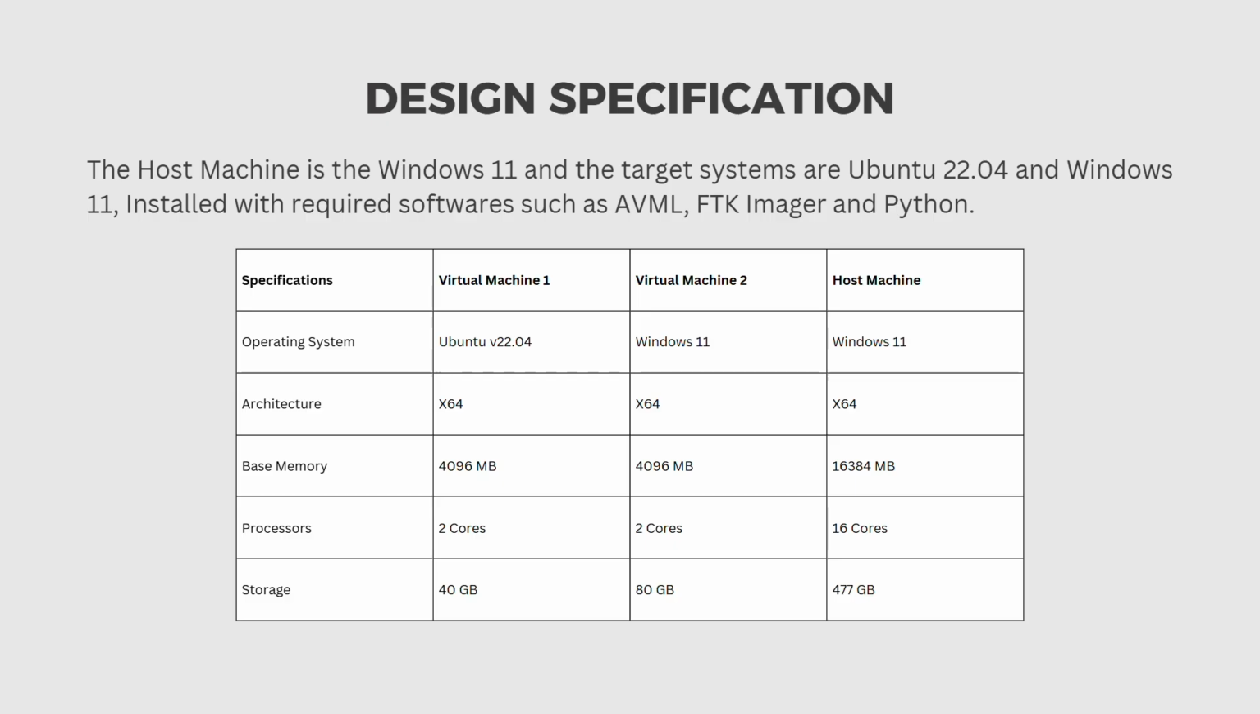In this research, the hardware used is the host machine running Windows 11 with 16 GBs of RAM and 16 core CPUs. The main focus is on the virtual machines, where we have two virtual machines running. The first one is running Ubuntu version 22.04 with a base memory of 4 GBs and two core CPU processors. Similarly, the next machine is Windows 11 with 4 GBs of RAM and two core CPU processors.